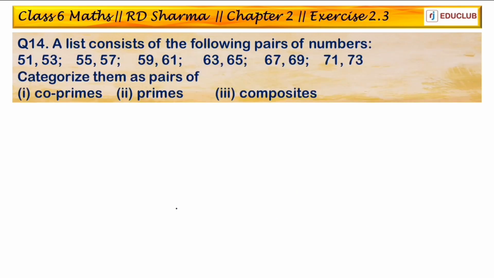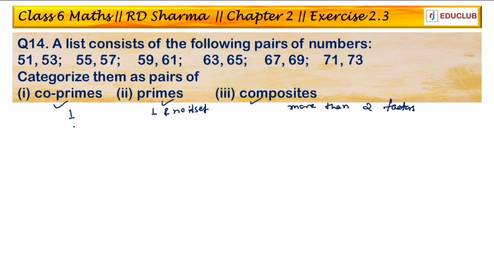Next is question number 14. A list consists of the following pair of numbers. You have been given a pair of numbers. We have to categorize these as co-primes, primes and composites. Co-primes having common factor 1, primes having factor 1 and the number itself, composite more than 2 factors. We know these terms. For detail, you can see the explanation videos. These are the terms.